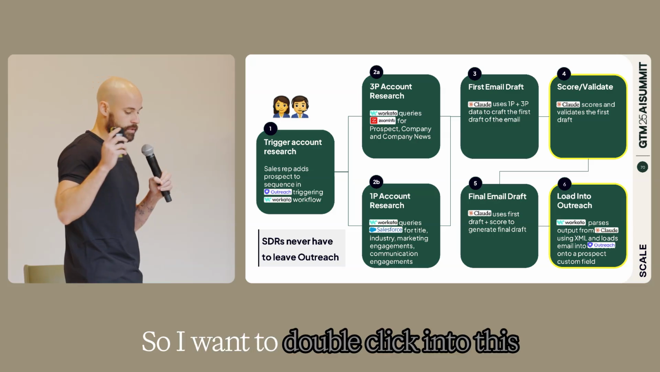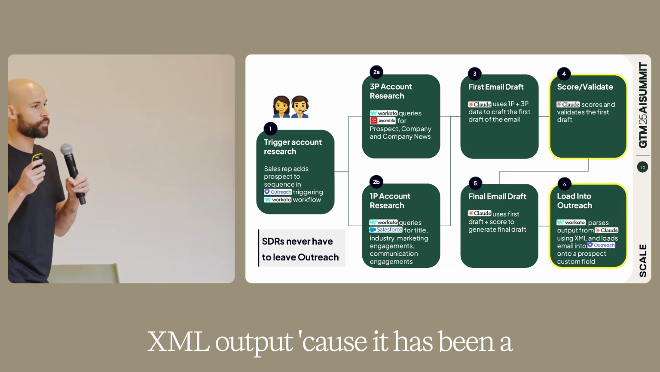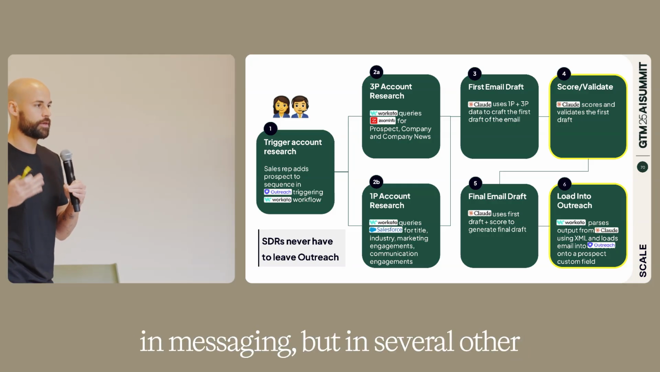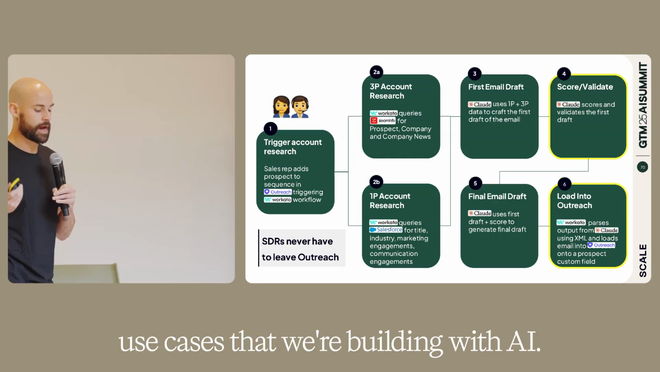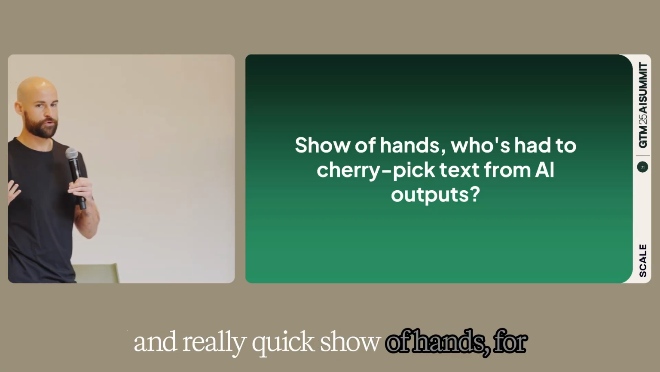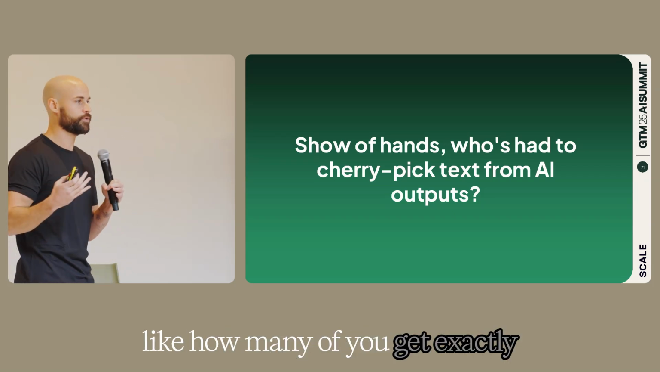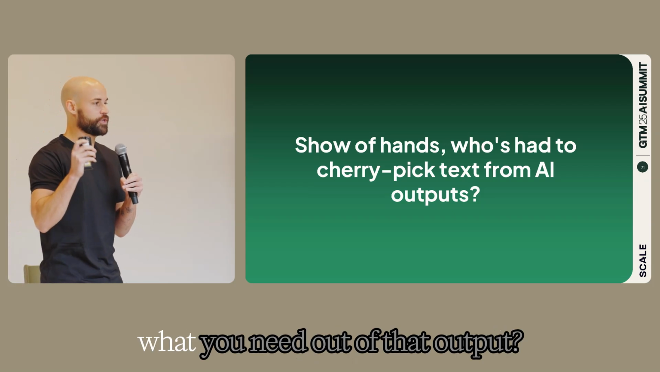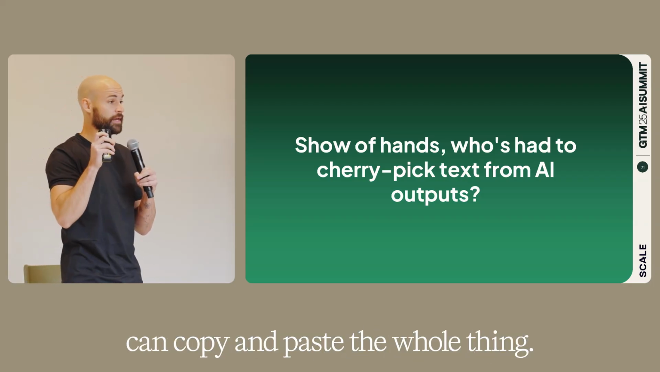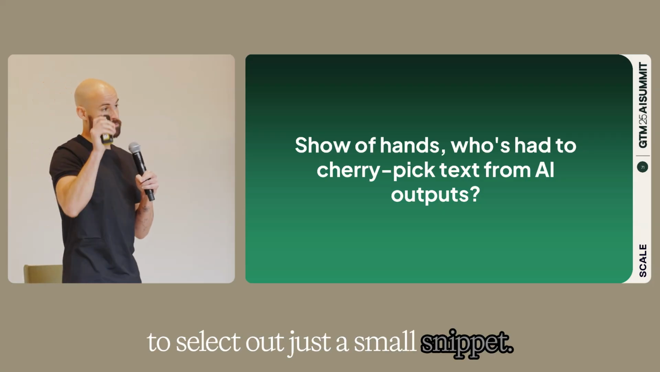So I want to double click into this XML output because it has been a really helpful driver for us, not only in messaging, but in several other use cases that we're building with AI. And the reason why this is important, really quick show of hands, for folks that have used ChatGPT, Claude, how many of you get exactly what you need out of that output? You can't copy and paste the whole thing. Most of the time you're having to select out just a small snippet.